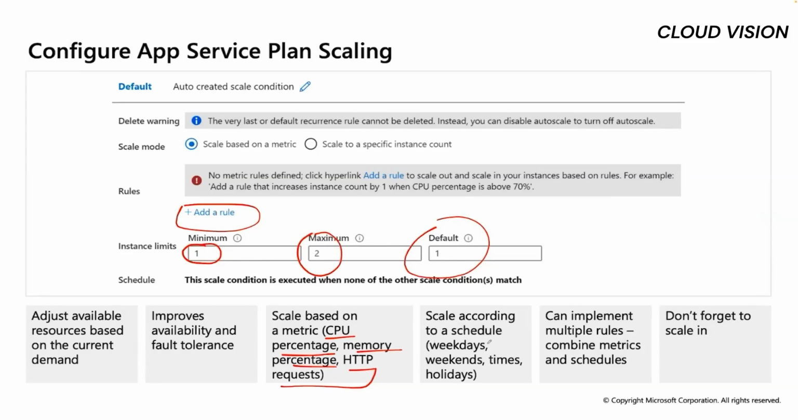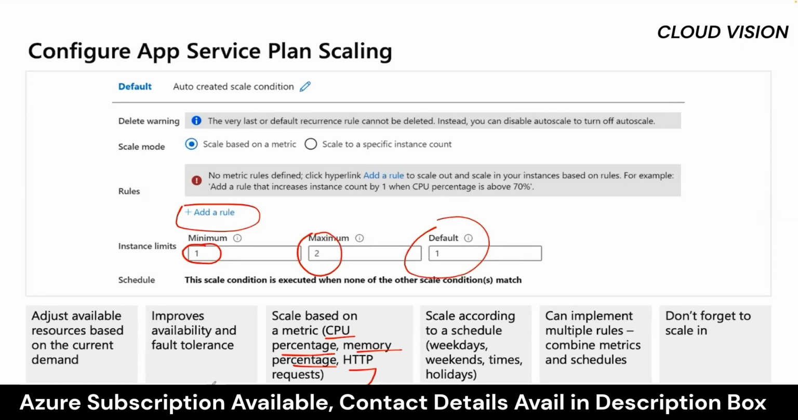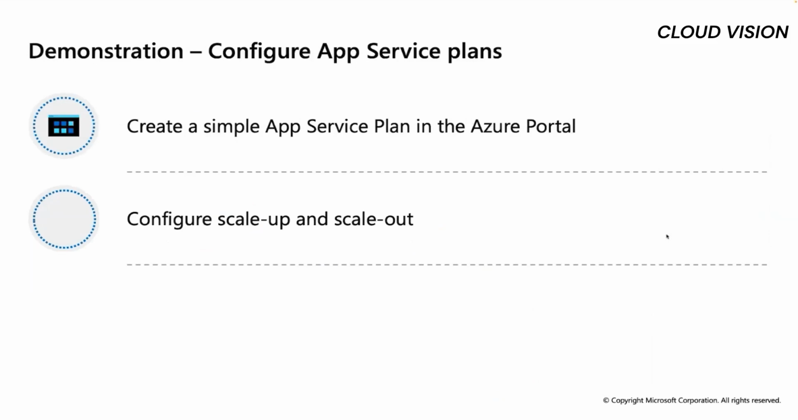Scale according to the schedule. You can scale based on weekdays, weekend times, and holidays, because it depends on your business type. If, say, you're selling tickets for summer festivals or anything, then you probably want to scale up at that period of time because you're going to get more and more people hitting the website or web application.